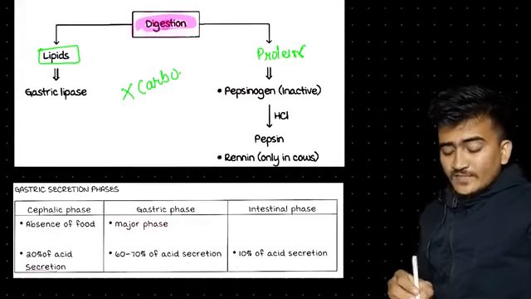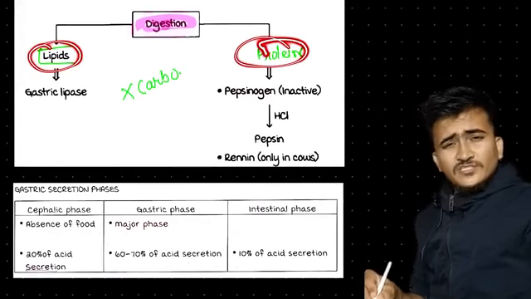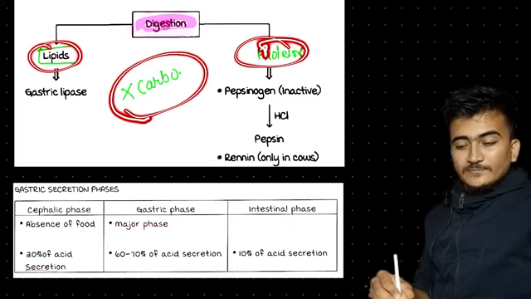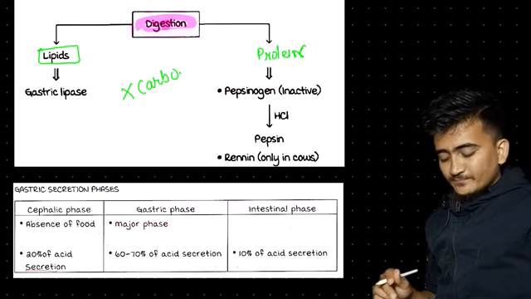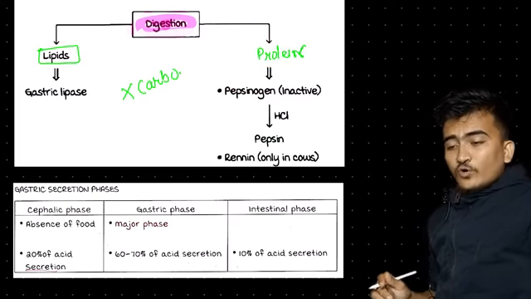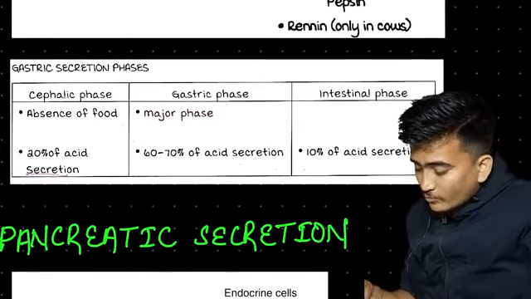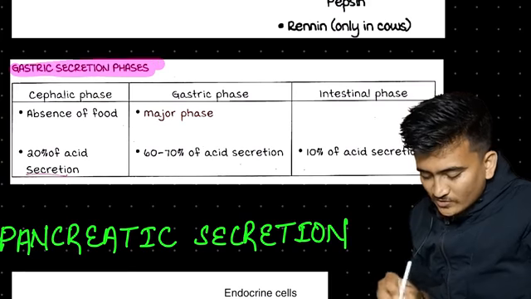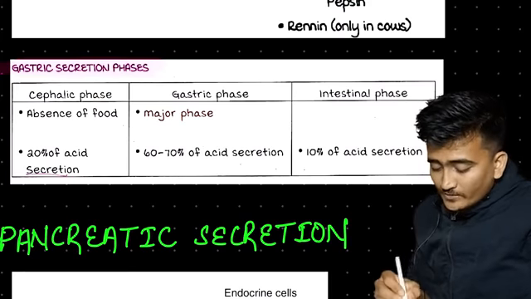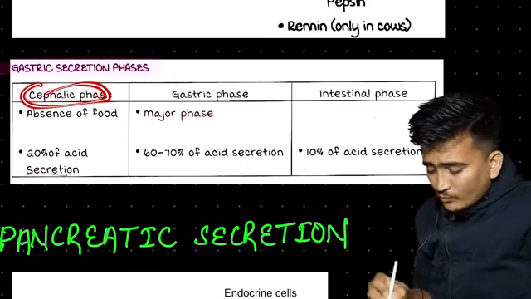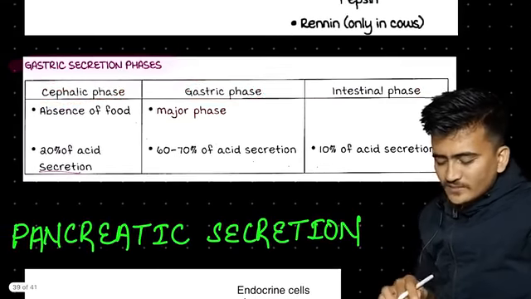So we said that lipid and protein are being digested in the stomach, but no carbohydrate, right? No carbohydrate. Now we will be talking about the gastric secretion phase. There are how many? There are three, 1, 2 and 3. The first one is the cephalic phase.